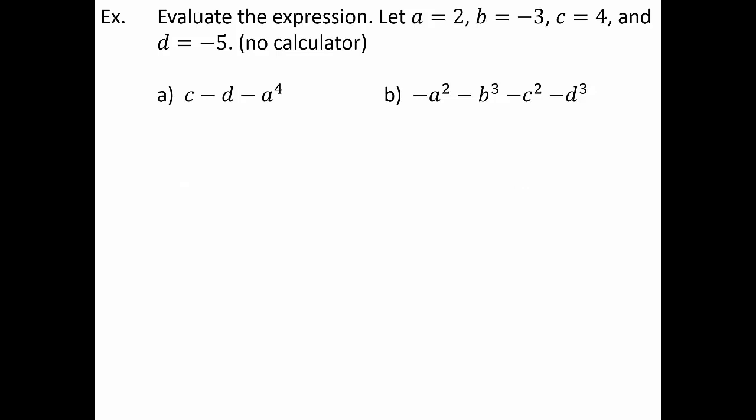So starting with question A, C minus D minus A to the 4th, replacing each letter with its appropriate value. C, which is 4, minus D, which is negative 5, minus A, which is 2, raised to the 4th. Now you'll notice I used parentheses every time I substituted a value. Technically, you should 100% of the time use parentheses anytime you're replacing something with something else. Anytime you're using substitution, you should be using parentheses.